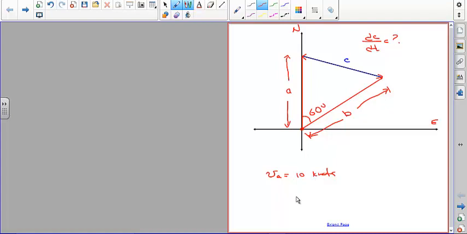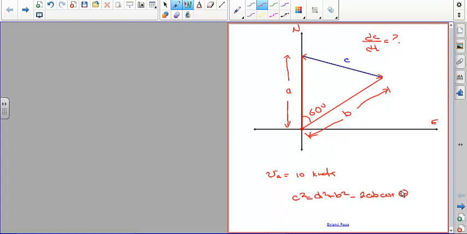So the law of cosines says that c squared equals a squared plus b squared, or is it minus? I got minus, I guess it's minus 2ab cosine of theta. So that's our geometric relationship.